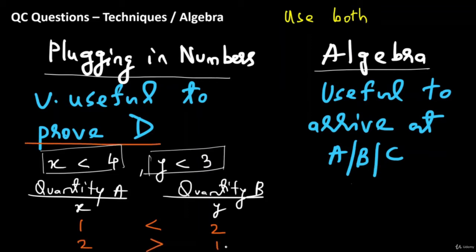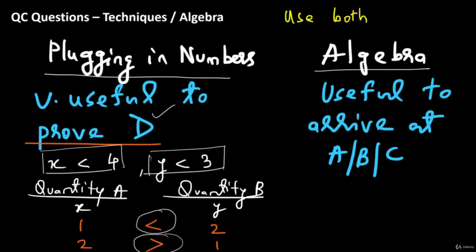Then I get the reverse, right? Quantity A is greater than quantity B. Now, because sometimes I'm getting less than and sometimes I'm getting greater than, the relationship cannot be ascertained, and the correct answer is option D. Alright, now what about algebra? Let me quickly demonstrate to you that it's very useful to know algebra.